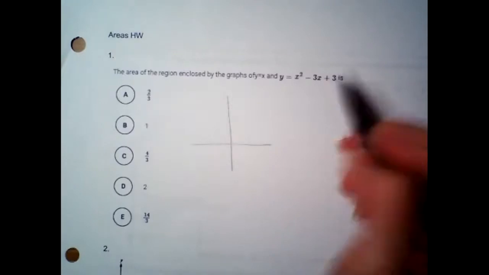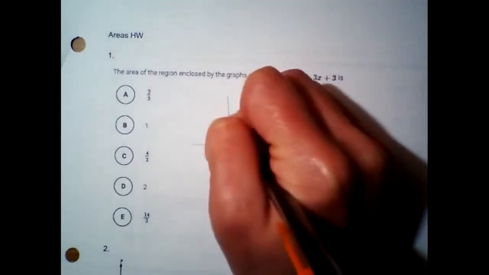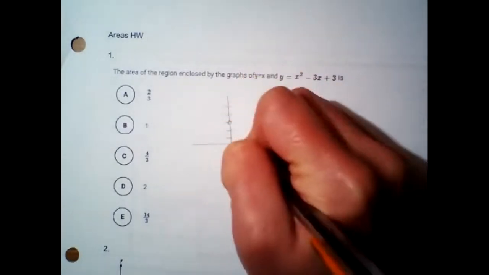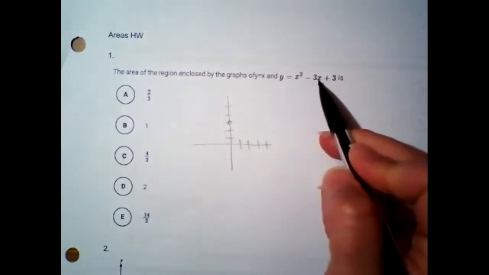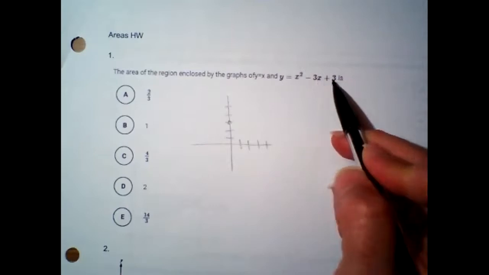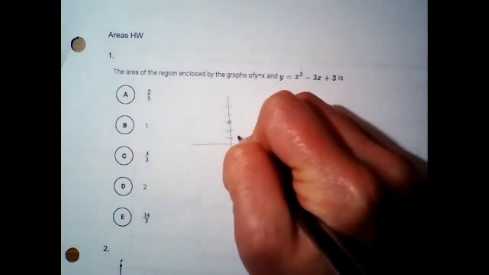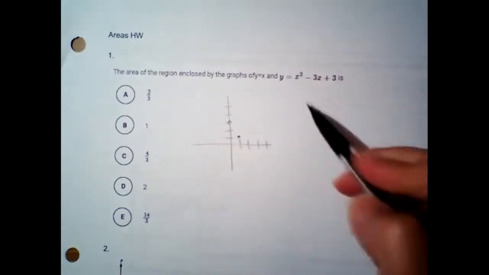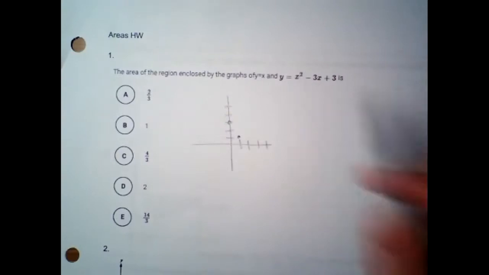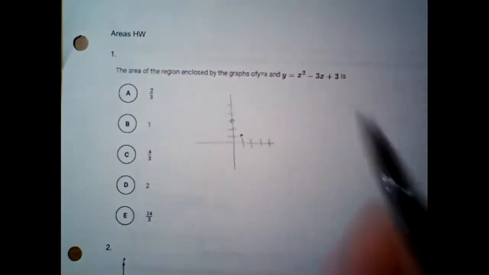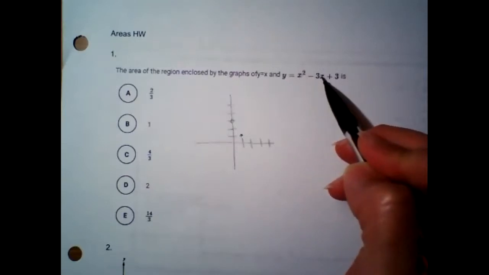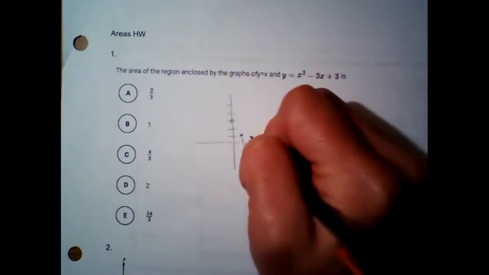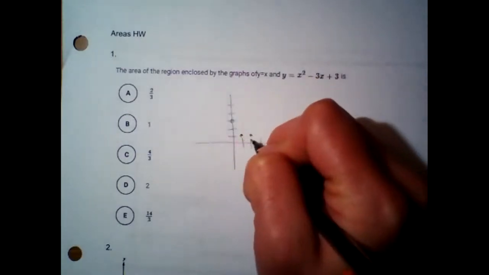If we plug in 0 to this, we are going to get 3. And if we plug in 1, 1 minus 3 will be -2, plus 3 would be 1. I really just need to find where it turns around since I know it's going to be a parabola. All right, I'm plugging in 2. That's going to give us 4, minus 6 would be -2, plus 3 would be 1. So that's where it turns around.